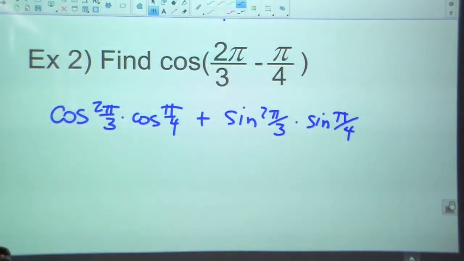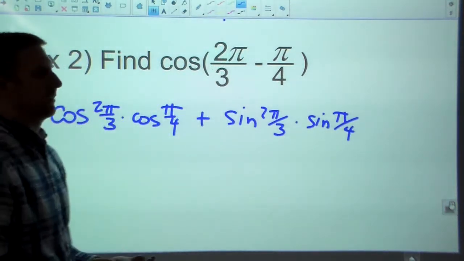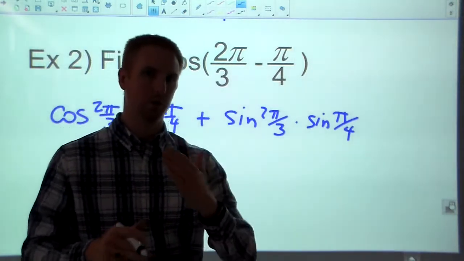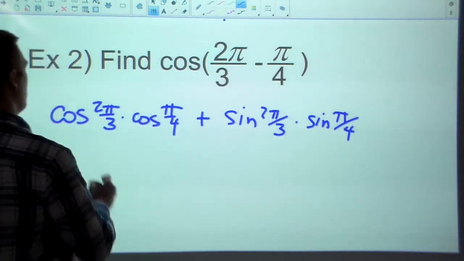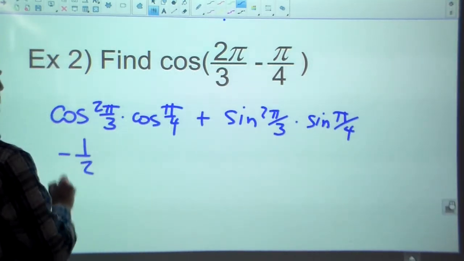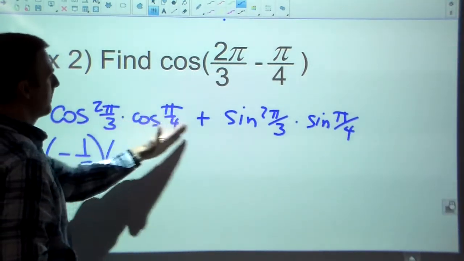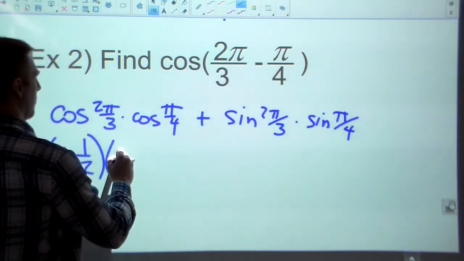Now you want to replace these with the unit circle values. So another reason to make sure you're really quick with those unit circle values. All right, well, cosine 2 pi over 3, that's going to be negative 1/2. Cosine pi over 4, that's going to be square root of 2 over 2.